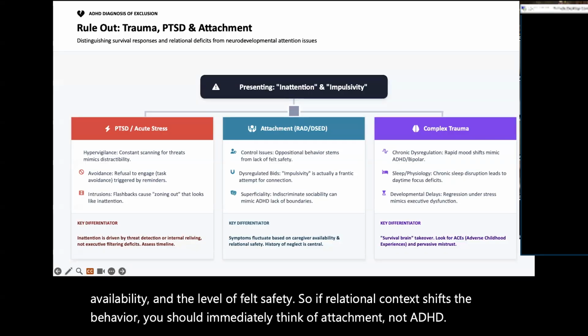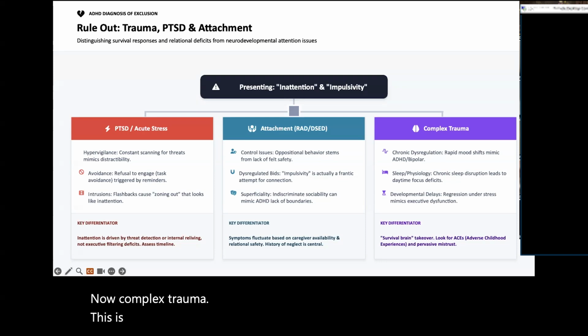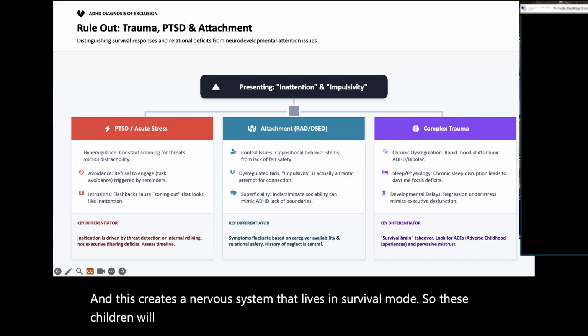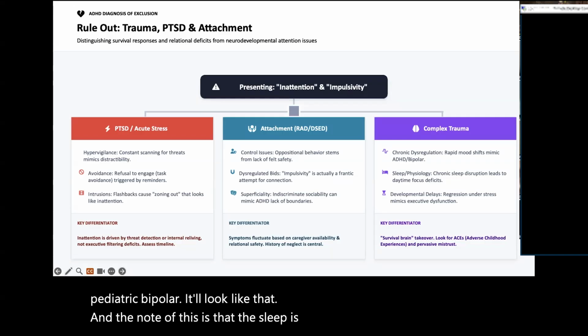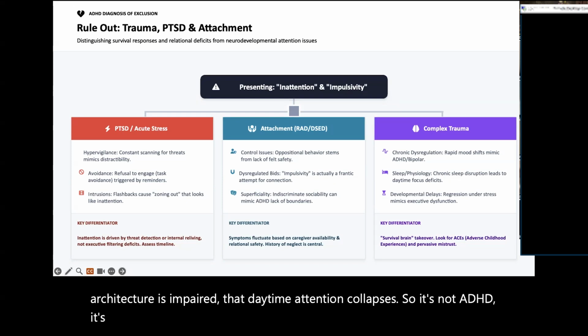Now, complex trauma. This is chronic repeated adversity, and this creates a nervous system that lives in survival mode. These children will show rapid mood shifts that resemble ADHD or even pediatric bipolar. And the note of this is that the sleep is often disrupted. When the sleep architecture is impaired, daytime attention collapses. So it's not ADHD, it's physiology under chronic stress.